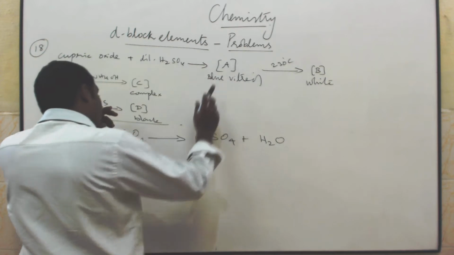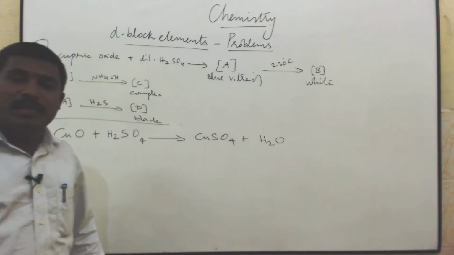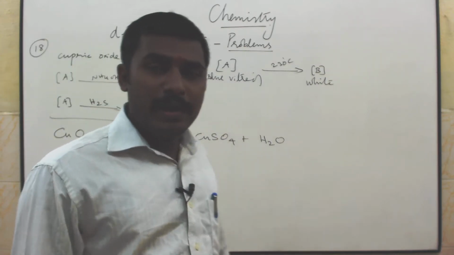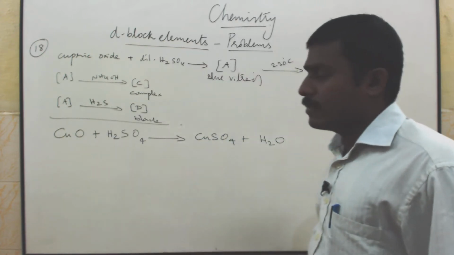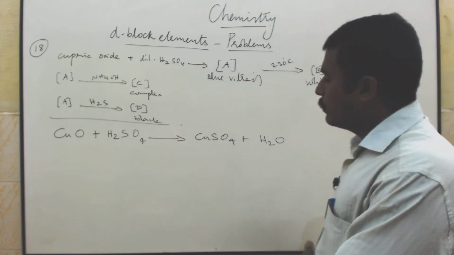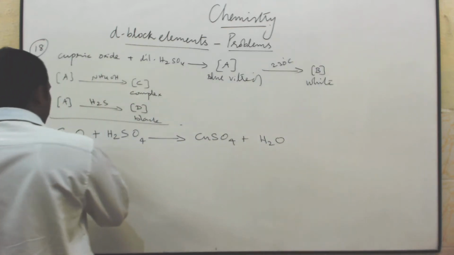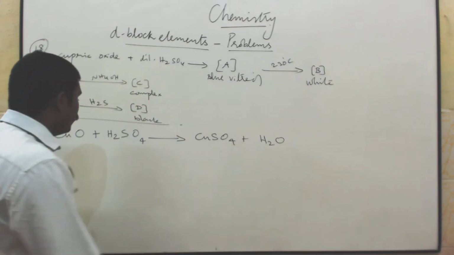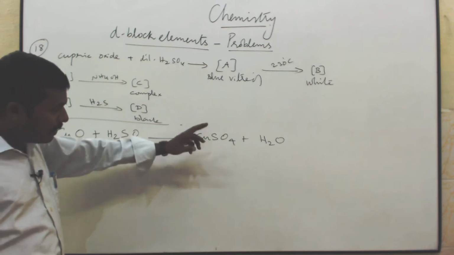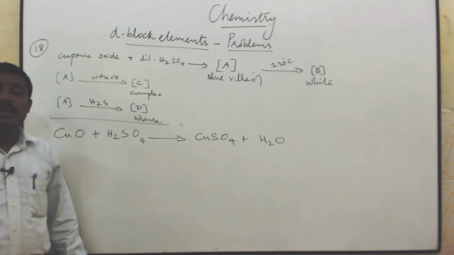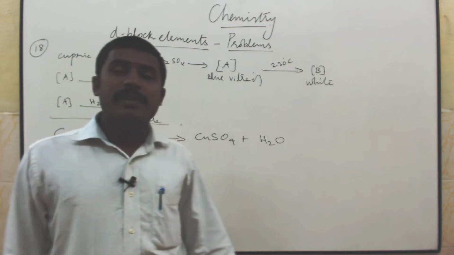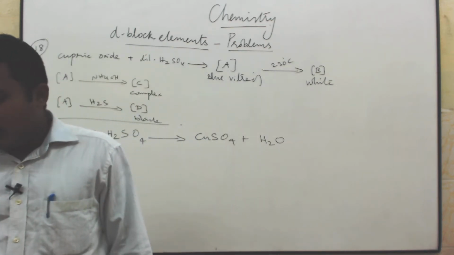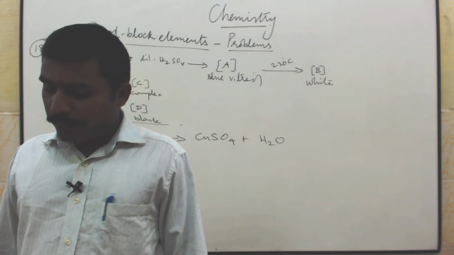So compound A is blue vitriol. We know very well what is blue vitriol. Blue vitriol means copper sulfate pentahydrate, that is prepared from cupric oxide and dilute sulfuric acid. So cupric oxide reacts with dilute sulfuric acid, it gives copper sulfate, which is also known as blue vitriol. Actually, it is nothing but copper sulfate pentahydrate crystal. Copper sulfate pentahydrate is blue in color.